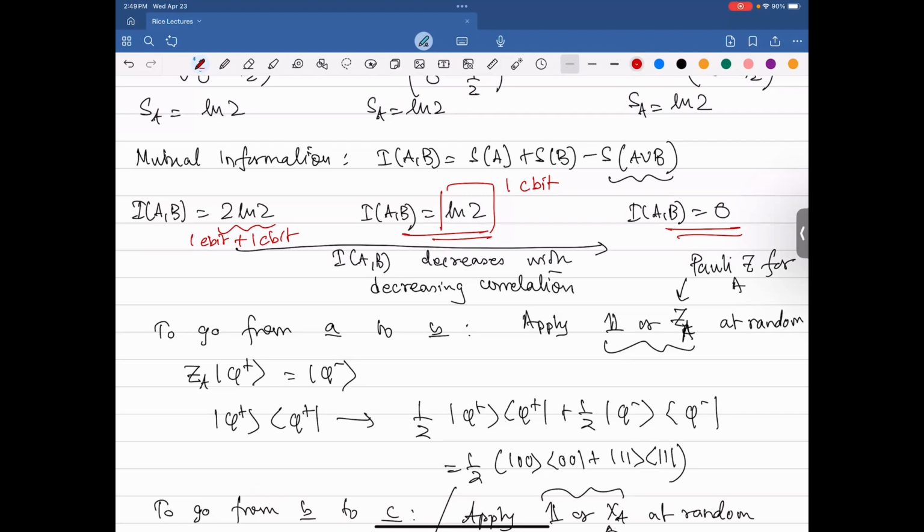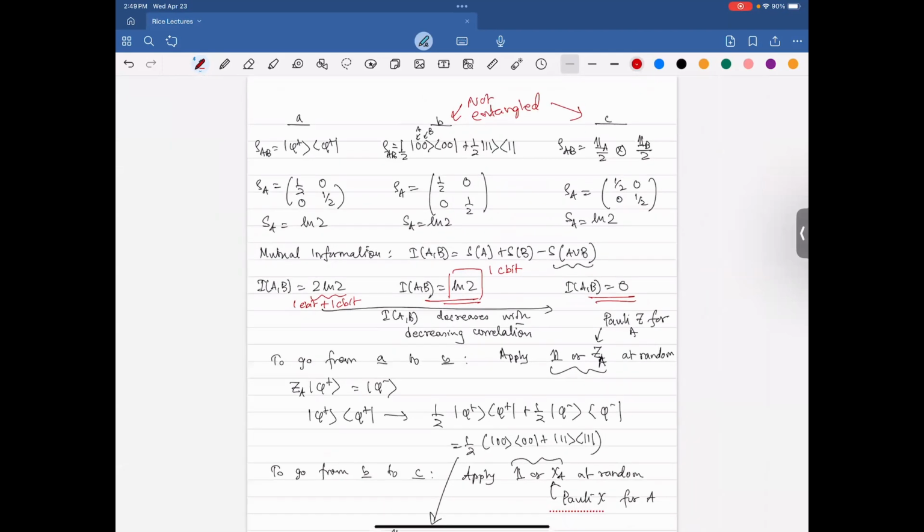I have another question. Yeah. So when you were talking about the process to go from A to B and B to C, just to understand it better, say if I had some other Bell state as A, then would I have used some other Pauli operator? Yes, yes. And you would always have applied at random either identity or some Pauli operator, and that would give rise to the state in the middle.